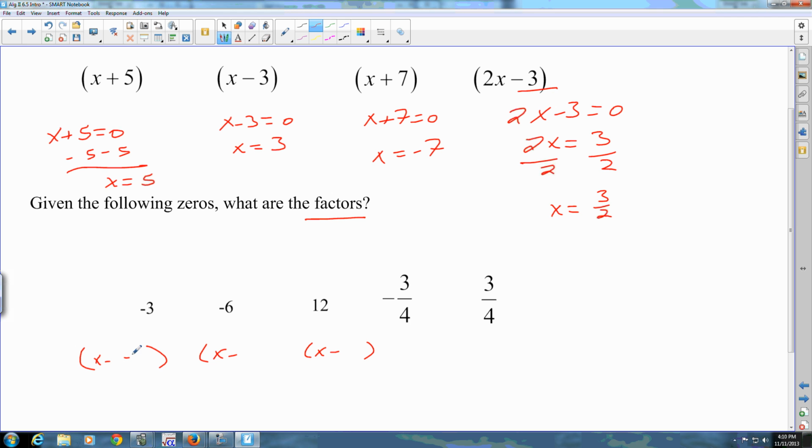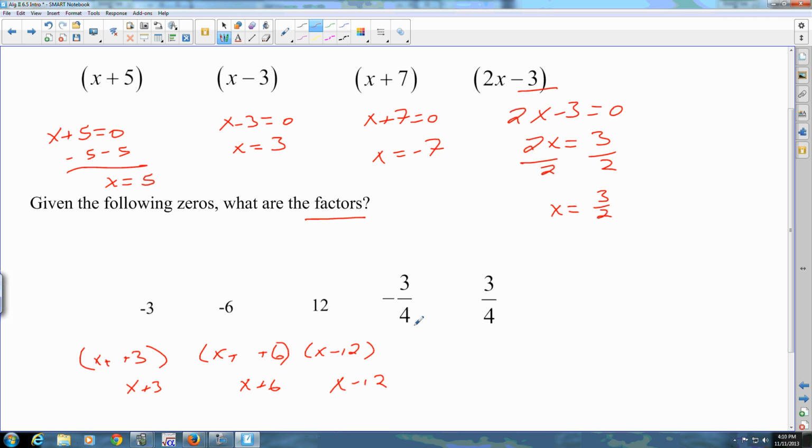And then fill the number in. So those go plus. Okay, so you got x plus 3. You got x plus 6. Oops. And x minus 12.